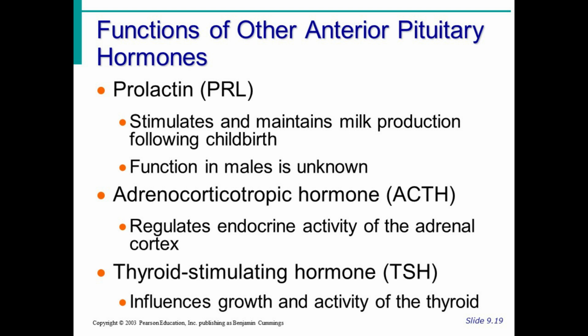Prolactin stimulates and maintains milk production following childbirth. The function of prolactin in males is still unknown. There might be a problem when the prolactin is very excessive in the blood. There might be a tumor in our pituitary gland, which can cause a high amount of prolactin, leading to excessive milk production or milk production in men and in women who are not pregnant or breastfeeding. So adrenocorticotropic hormone regulates the endocrine activity of the adrenal cortex.